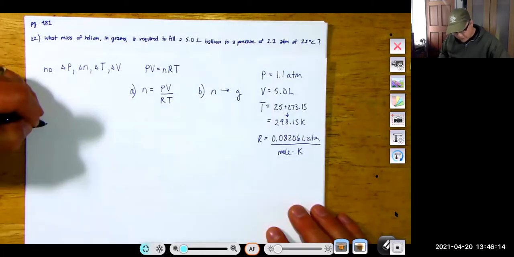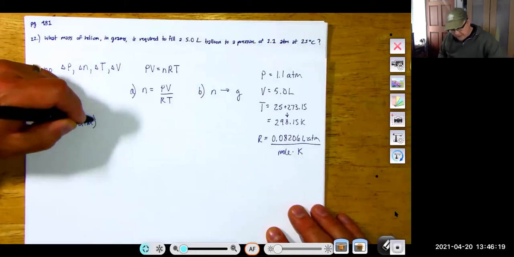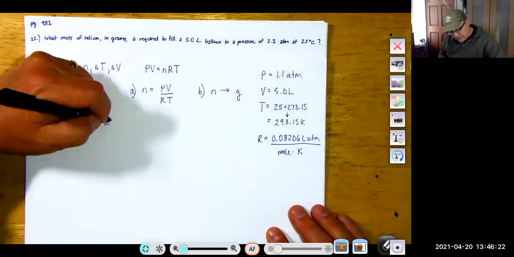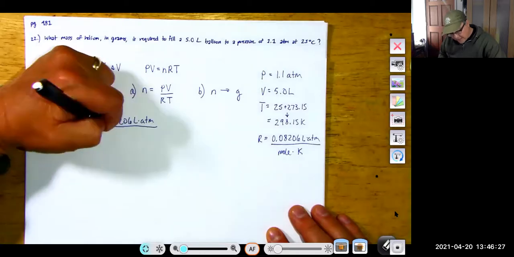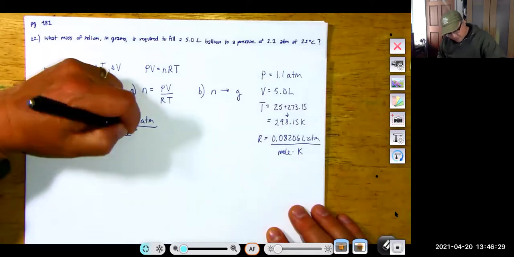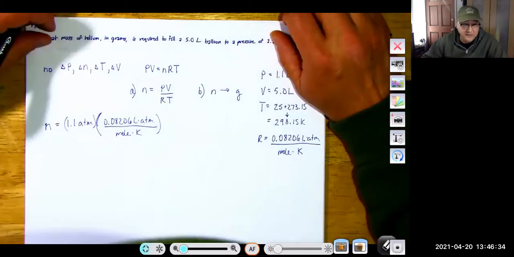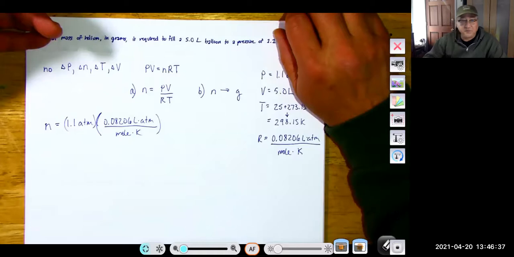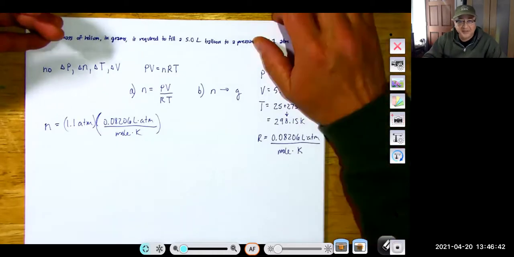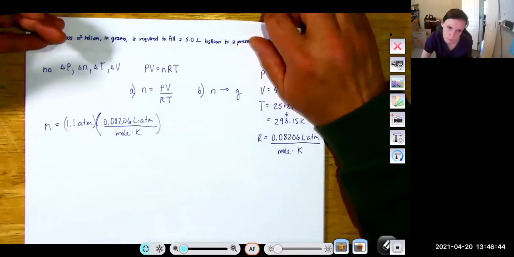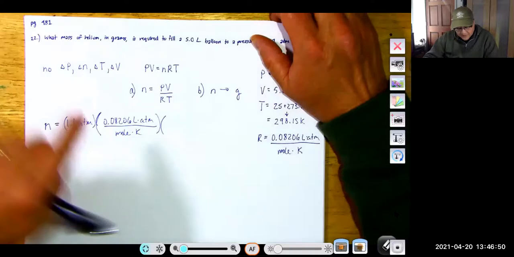So I'm going to get n is equal to 1.1 atm and then 0.08206 liters atmospheres per mole K. Now, this is something you may remember from your previous chemistry class. We used 0.0821. In this class, we're using 0.08206 because we can do a better job here. Because this would round to 0.0821, correct?